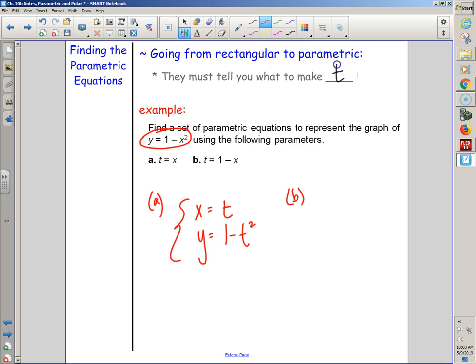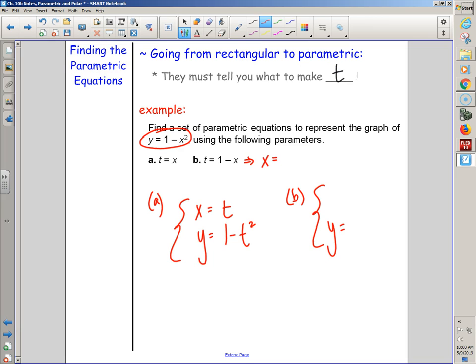But wait, letter B. Oh, it's going to get so much worse. Y is equal to... x equals t, so y equals 1 minus x squared. Yeah, but I need to plug in, don't I? I need x. That one was easy. This one's, well, how do I make it easy?